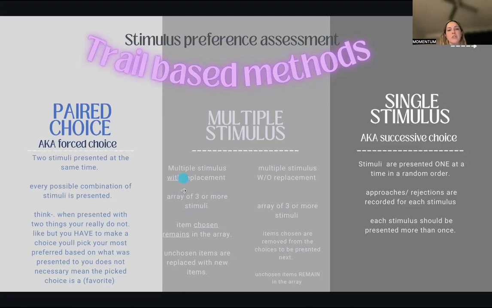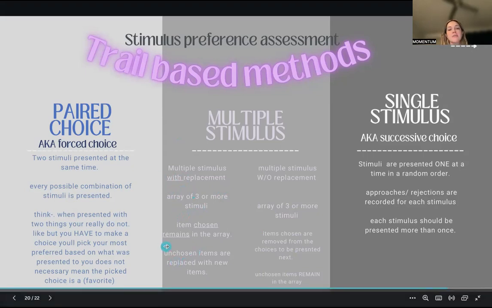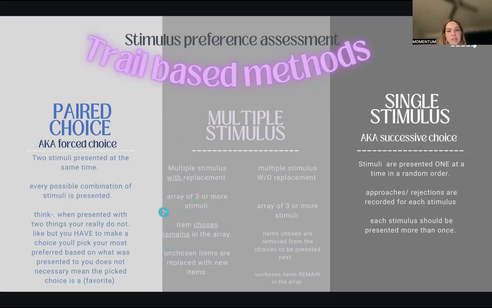So let's go over multiple stimulus with replacement. This is an array of 3 or more stimuli. The item chosen remains in the array, and the unchosen items are replaced with new items. So let's say you present 3 items to a client. Let's see if I don't mess this up. The item that they choose is going to stay in the choices, and then all the other items that they don't choose, you're going to replace with different ones. Did I get that right?